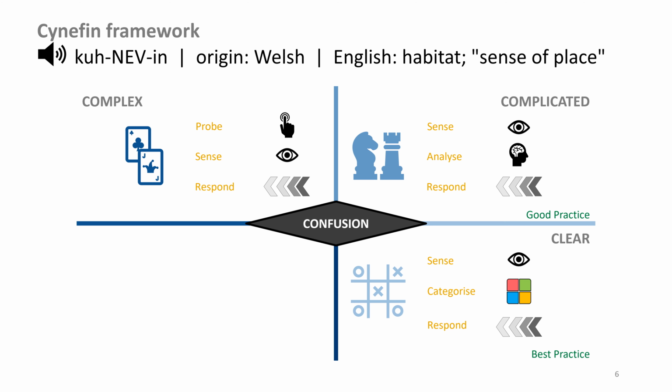In complex problems, there is no good or best practice, but we speak of emergent practice. Emergent practices are practices that develop because we do something, collect feedback, try to extract patterns from it, and then try to transfer these patterns into a new practice.